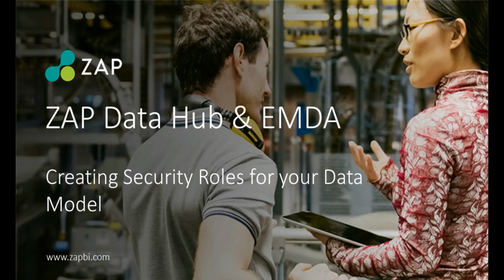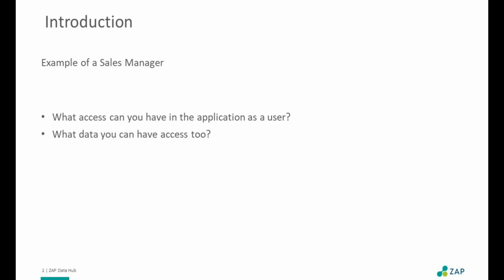In this lesson, we're going to learn how we can create security roles for your data model. What we're going to be doing is using the example of a sales manager. We first want to understand what kind of access a user can have to the application, whether it's EMDA or ZAP, and then understand how we can give the right permissions for the sales manager to ensure that they only have access to certain elements of the data model. So two different things that we'll show. And what you'll see is a live session.